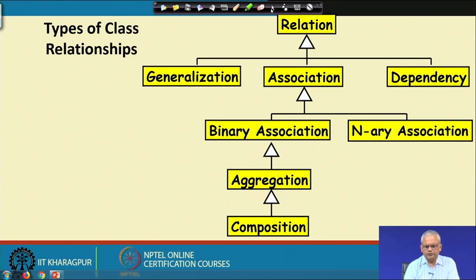So far, we looked at the relations between classes, generalization, association, aggregation, composition and dependency are not looked at, and association can be binary association or n-ary association, and a special type of binary association is aggregation, and a special type of aggregation is composition.